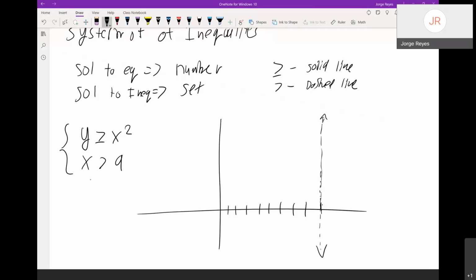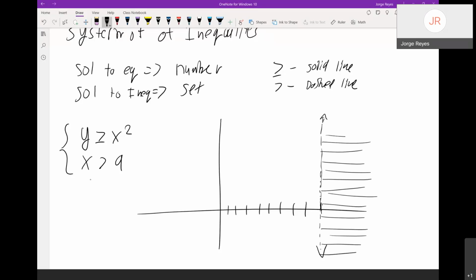Okay, and so x greater than 9. We hopefully all know that set. The answer to that would be bigger, so like 10, for example. So everything to the right, I'm going to shade in. So I've shaded in everything to the right.